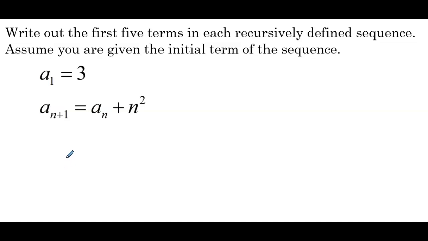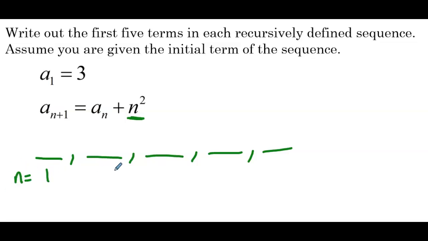Our last example, a sub 1 equals 3, a sub n plus 1 equals a sub n plus n squared. Now, anytime I see n squared or an n term in the recursive definition, I know that it's going to be easiest to write out my blank spaces. 1, 2, 3, 4, 5. And underneath, I'm going to write the term number or the n value for each. N equals 1, 2, 3, 4, 5. I know to start at 1 in this example because a sub 1. They're giving us the first term of the sequence. Okay, so first term is 3.